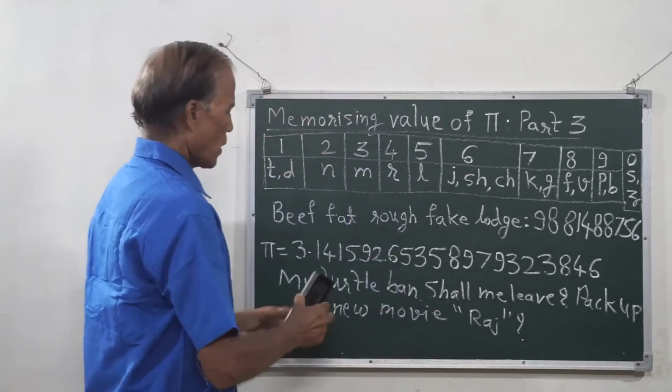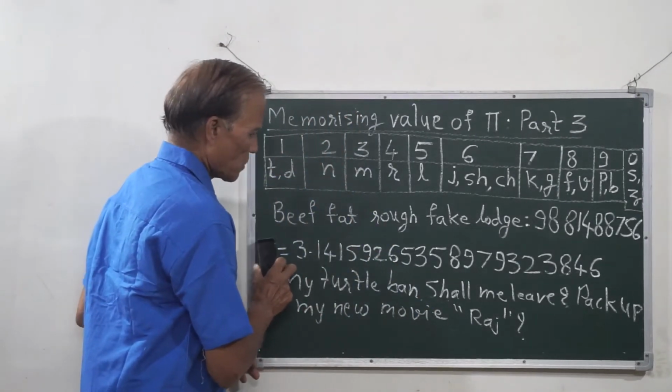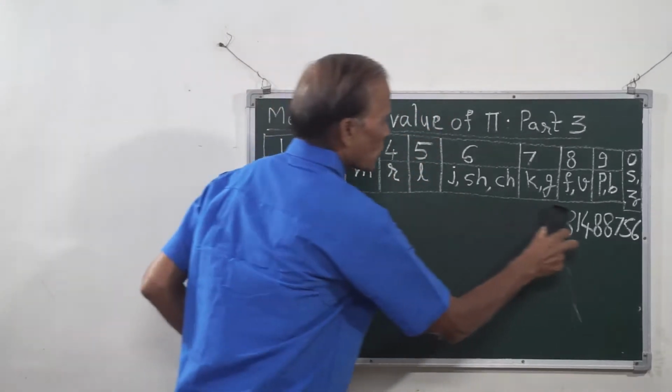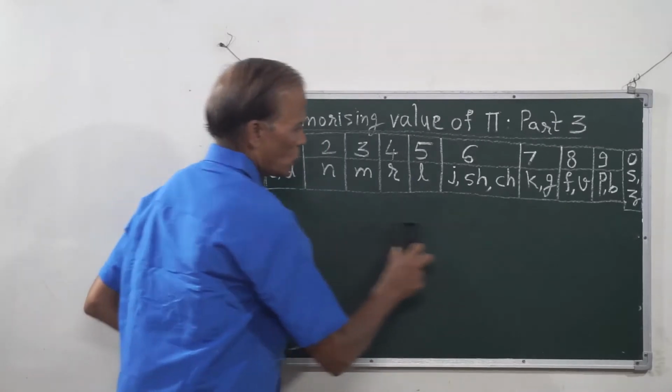Now the remaining decimal places and the text for those I will give you one by one.